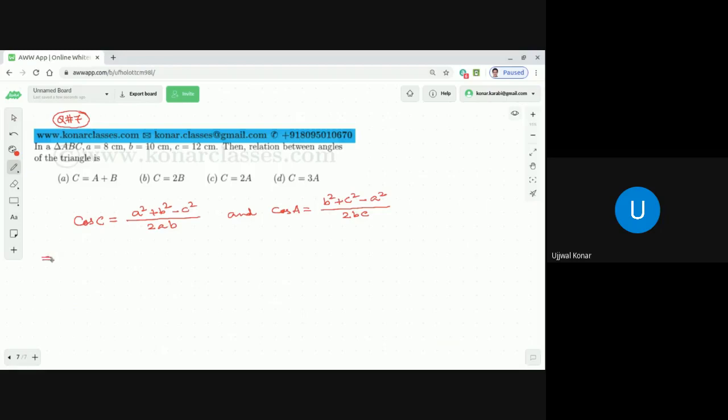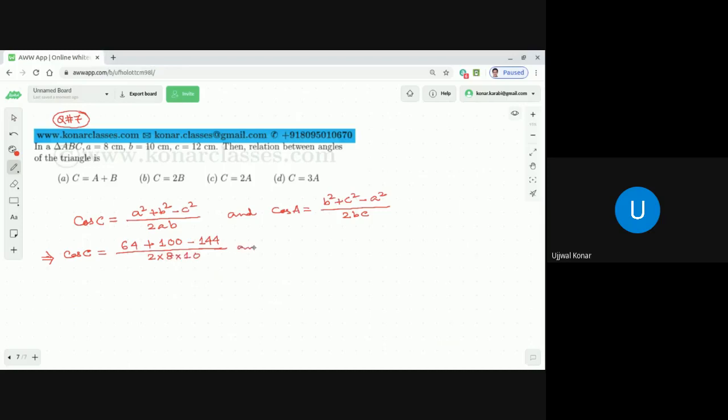So dear students, from here you can find the value of cos C is equal to A square, which is 64, 8 square, plus B square, which is 10 square is 100, minus C square, which is 12 square is 144, divided by 2 into A into B. So 2 into A is 8, into B is 10.